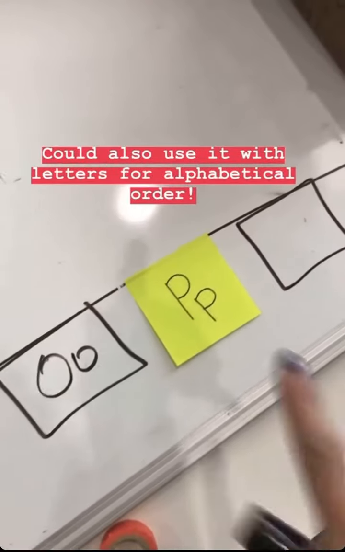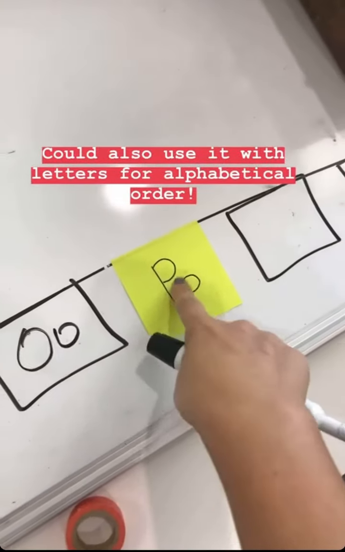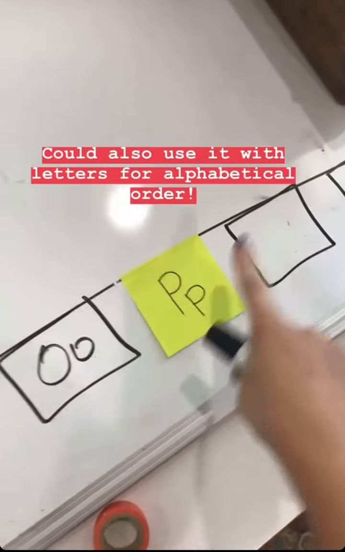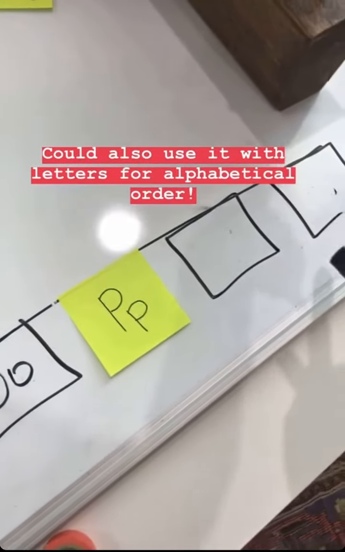Another way you can use it is with letters. Let's say you're working on letter order, then each student would have a different sticky note with a different letter on it. They would rotate through just like before, and then they would just write in the missing letter.